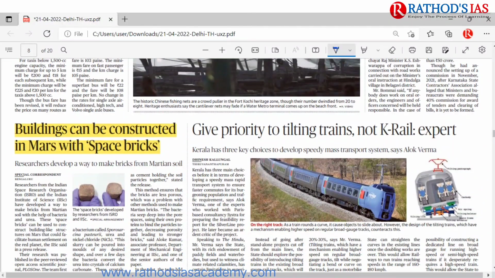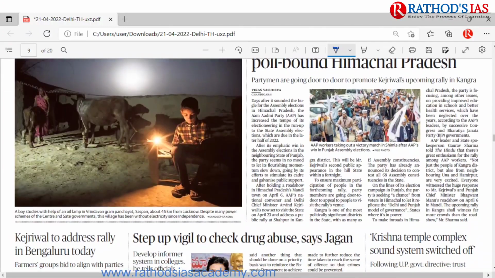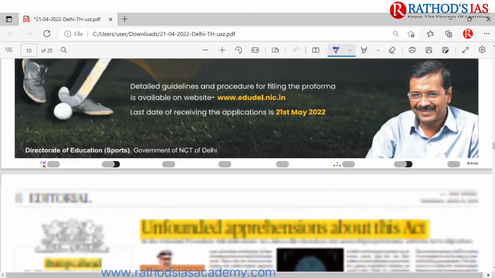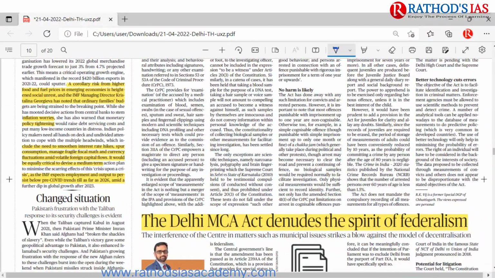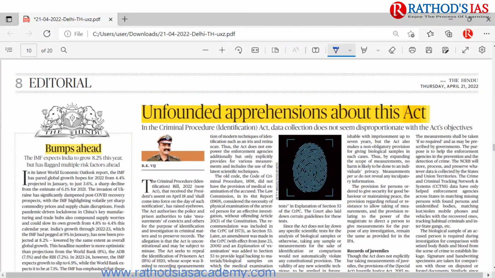And if you move forward, you can see buildings can be constructed on Mars with space bricks. I discussed that topic. And if you move further, in the editorial page, I discussed this Delhi MCA Act. I also discussed the Criminal Procedure Identification data. We have discussed this topic a number of times, so I didn't discuss it today, and you can easily refer to that topic.